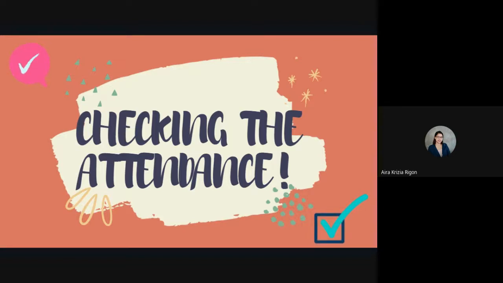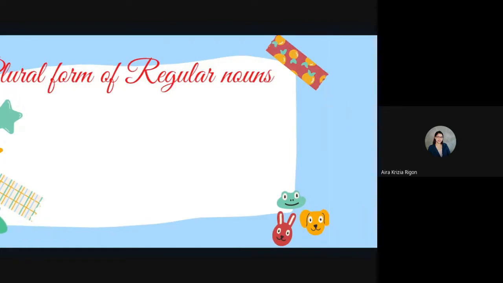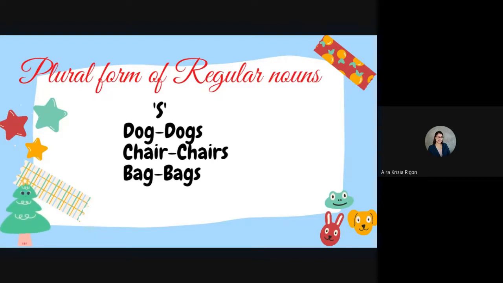So before we proceed to our new topic, let us recall what we tackled yesterday. The topic that we tackled yesterday is all about plural form of regular nouns. Can you give example of plural forms of regular nouns by adding s? Okay, there are dog, dogs, chair, chairs, bag, bags.